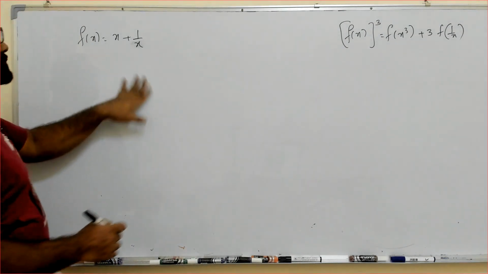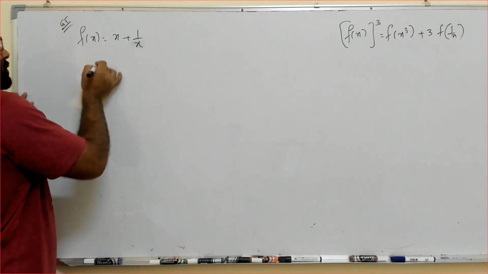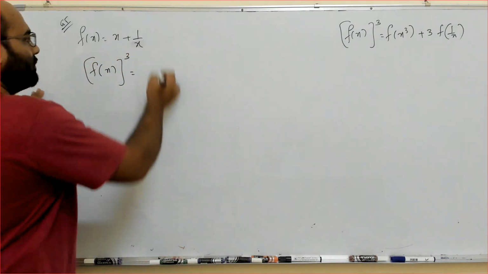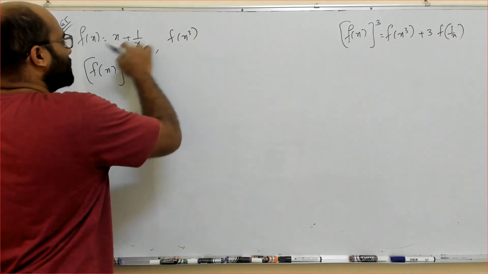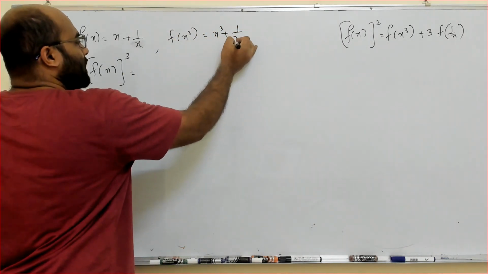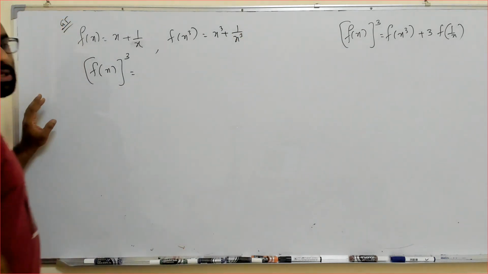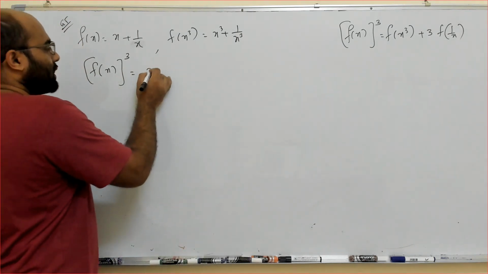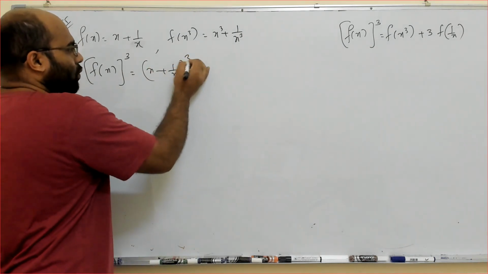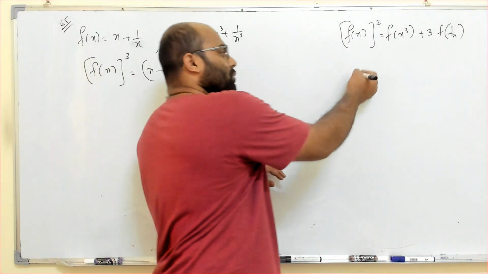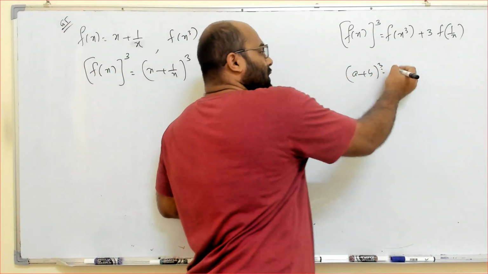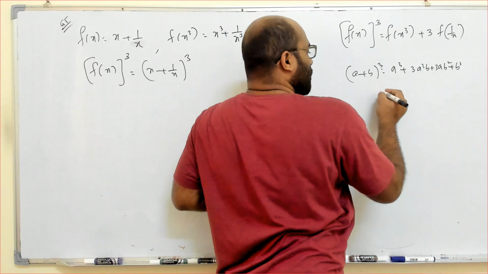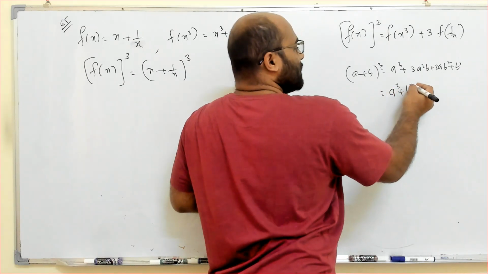First I am writing what is given. So what will (f(x))^3 be? From here we can write f(x^3). What is f(x^3)? Just replace x with x^3, so it is x^3 + 1/x^3. Is it? Just replace this. Now what about (f(x))^3? You know f(x) is x + 1/x, whole cube. You know what is (a + b)^3? (a + b)^3 equals a^3 + 3a^2b + 3ab^2 + b^3, or we can write a^3 + b^3 together.